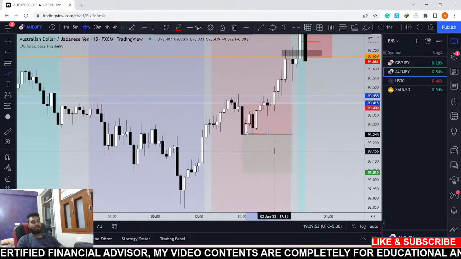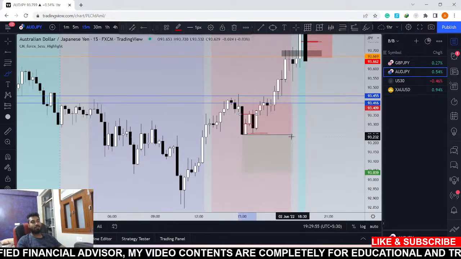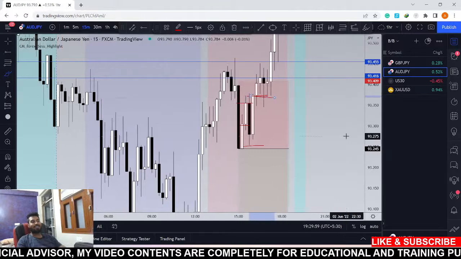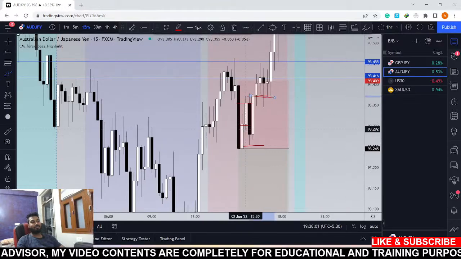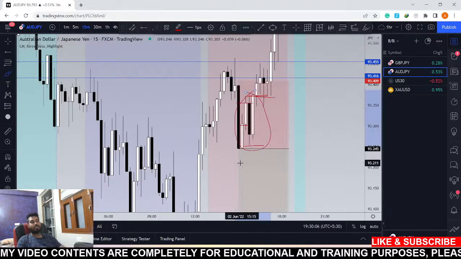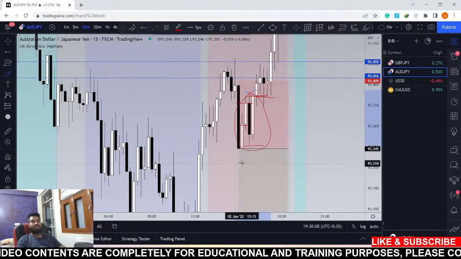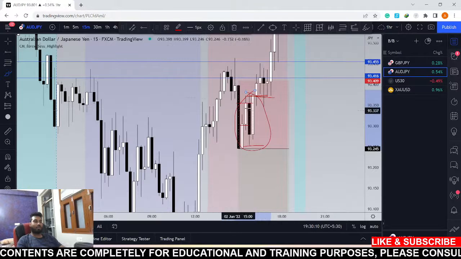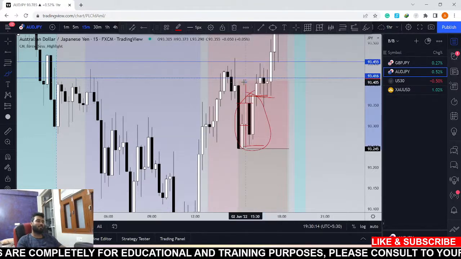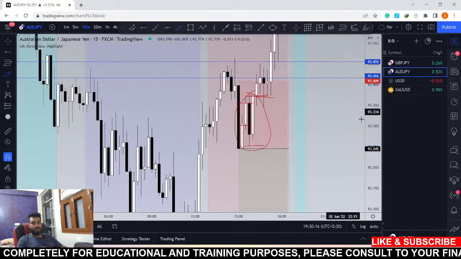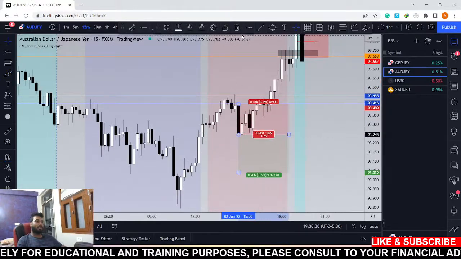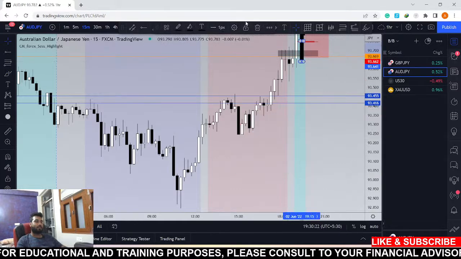You could close it at around this area also. See how much time you have. You have 1 hour to close this trade. But sometimes what happens if it's not your day? It will just give you one white candle and take your stop loss. Then that is fine. But most of the time you will get the opportunity to close the trade earlier.